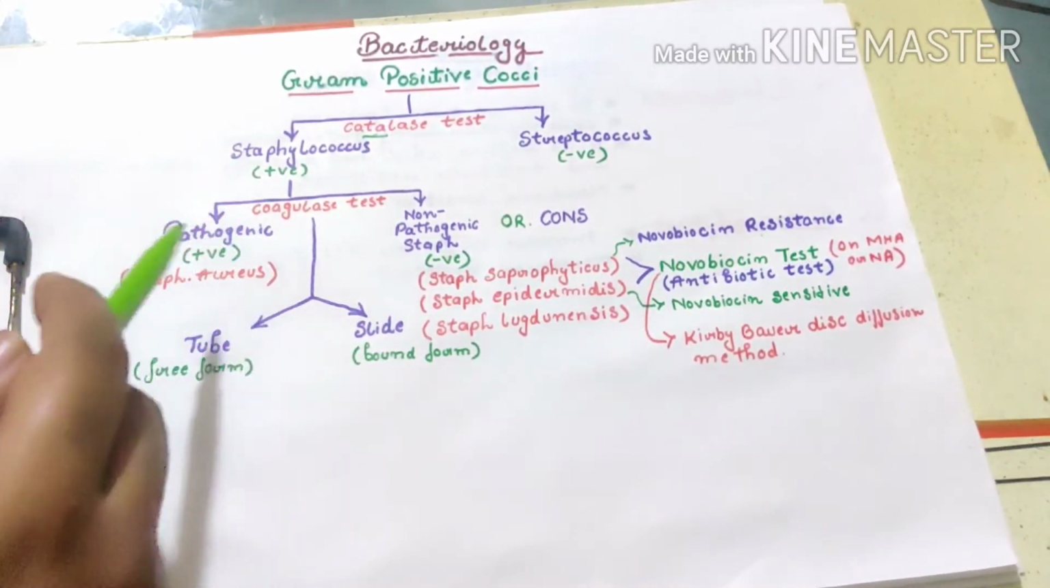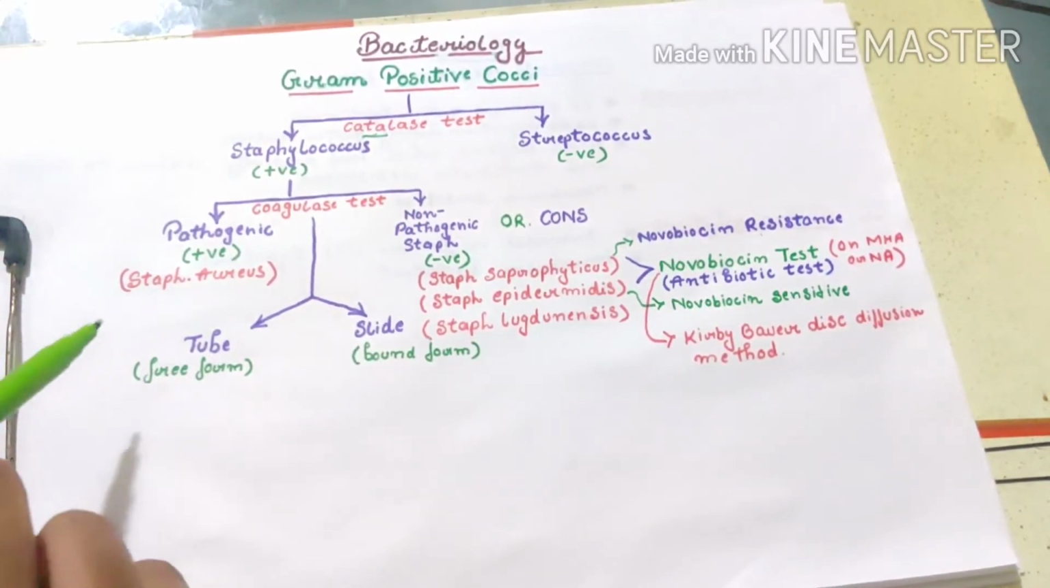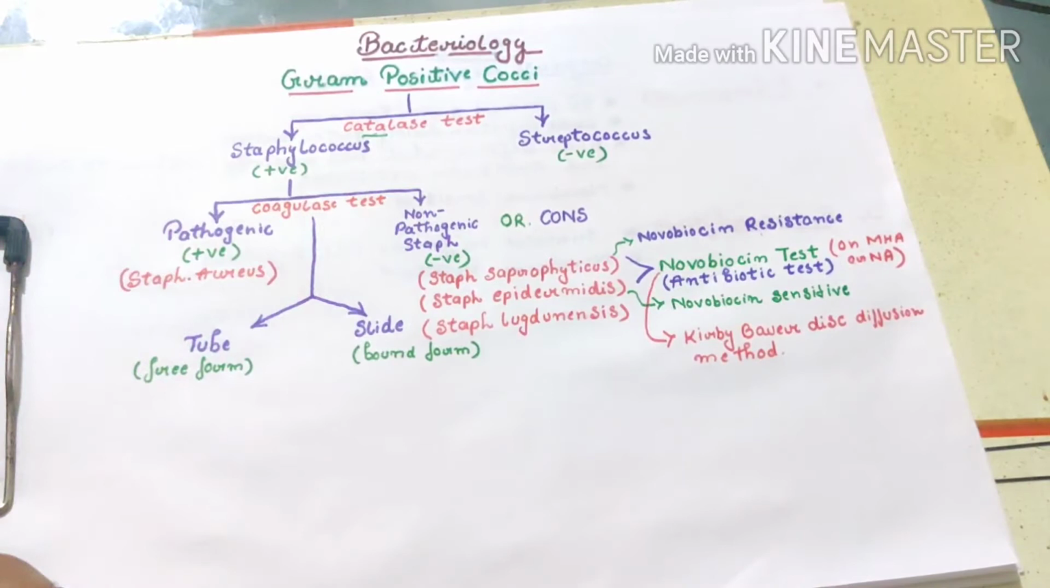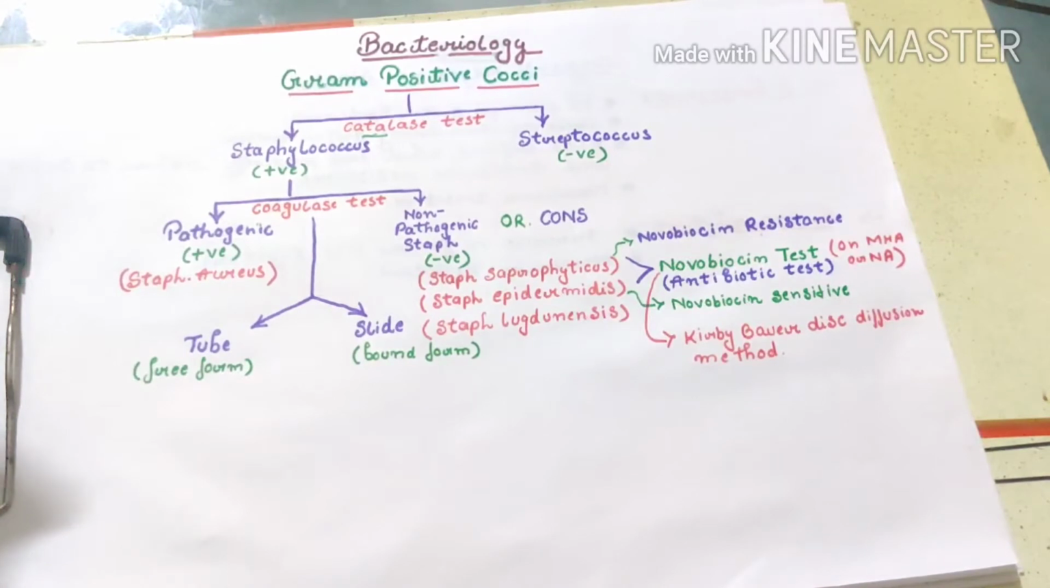Then Staphylococcus is again divided into two parts, pathogenic staph and non-pathogenic staph. To differentiate pathogenic and non-pathogenic staph, we have to perform the coagulase test. Pathogenic is coagulase positive and non-pathogenic is coagulase negative.